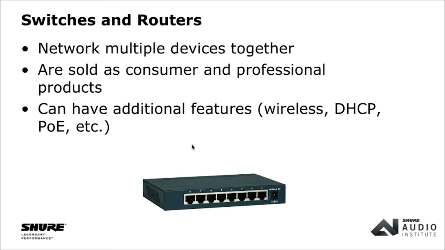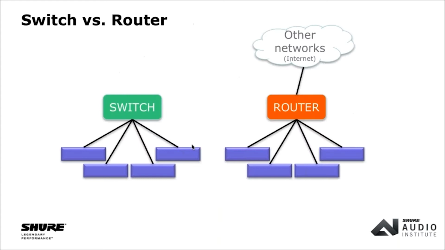DHCP servers, which has to do with IP addressing. We'll talk more about that in a little bit. PoE is power over Ethernet. That's a big one. A lot of the audio devices that you might hang off of a network switch require power over Ethernet. They don't have their own power supplies at all. They can't plug into the wall. So PoE is a big one to look for when we're talking about switches.